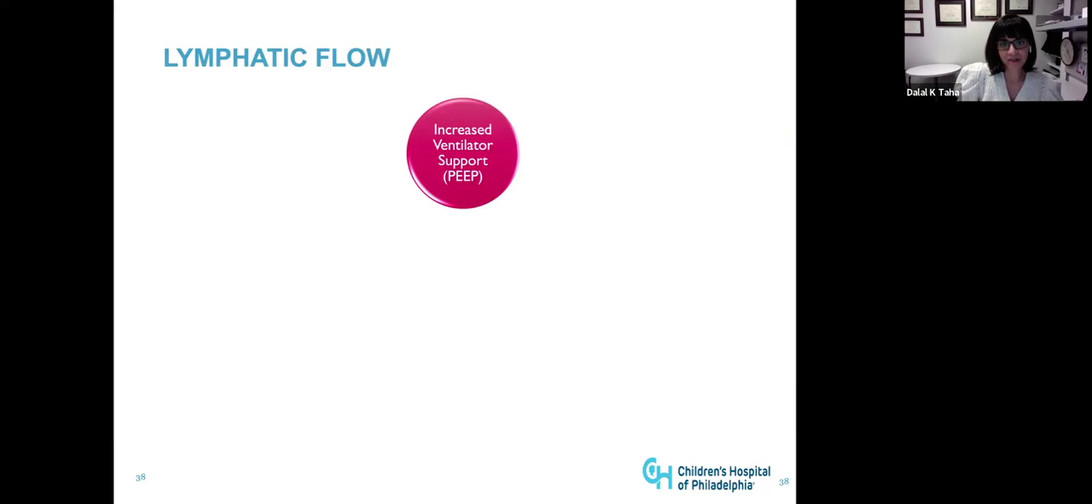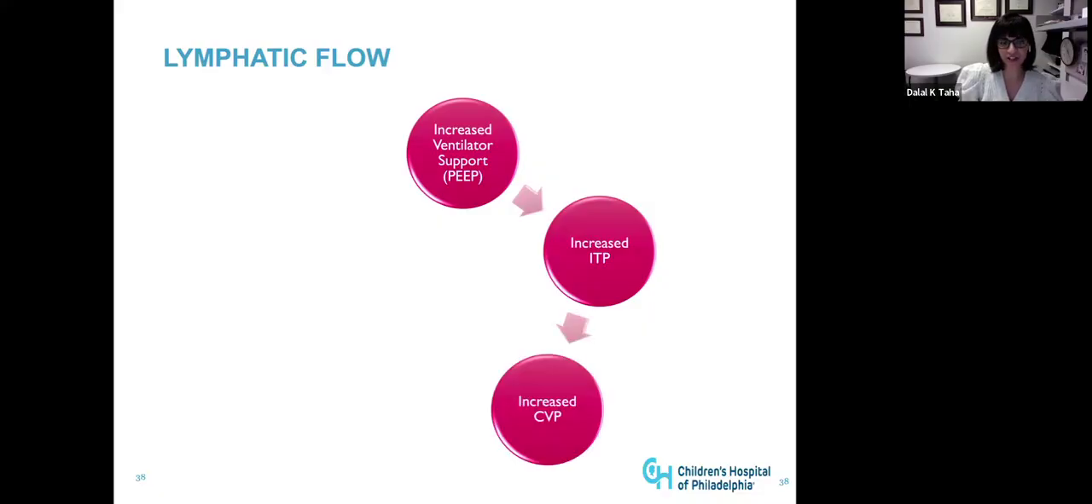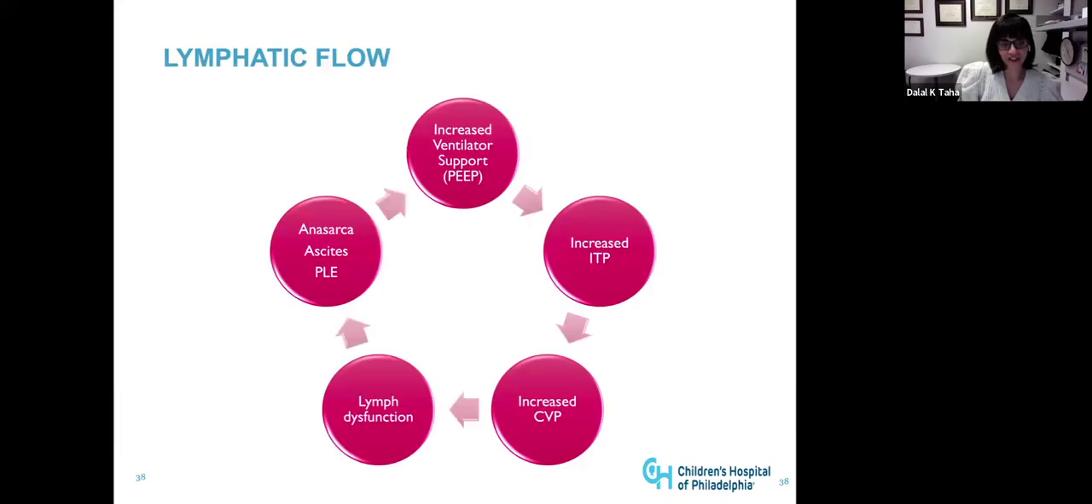So here's just another way to think about it. You have bad lung disease, you need to go up on your PEEP. That increases your intrathoracic pressure, which increases your CVP. And then you get ascites and anasarca and PLE. And because of all these competing forces, you need to go up on your vent support some more. And then it's just a vicious cycle that becomes really hard to break.